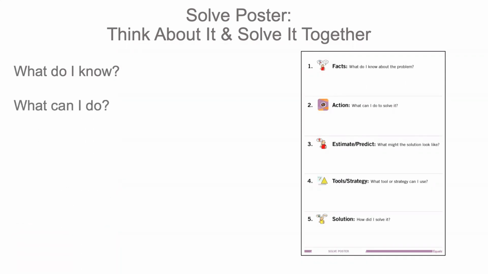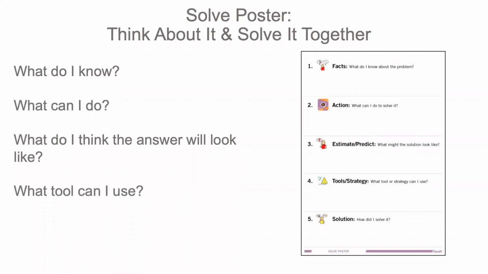Action: What should I do? What action can I choose to solve this? Estimate and predict: estimate an amount or predict the result or the solution. Tool or strategy: what tool or strategy can I use to solve this problem? And then finally, the solution: how did I solve the problem?